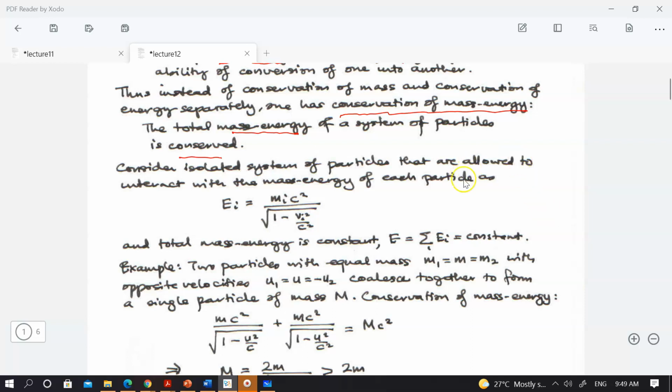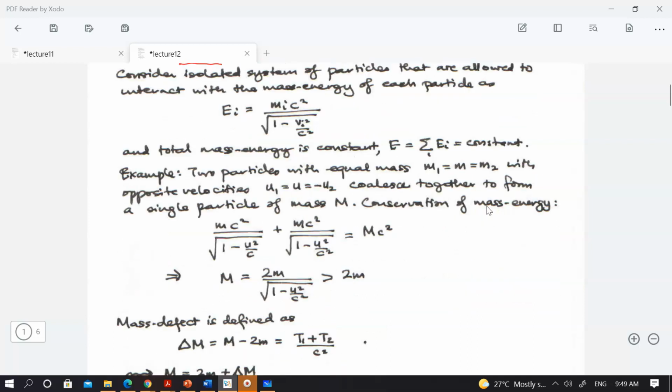Okay, so let's look at a more specific example of this. Let's consider two particles of equal mass, so m1 and m2 both have mass m. And we consider that they are moving towards each other with opposite velocities. So m1 has velocity u, and m2 has velocity minus u. When they bump into each other, they coalesce, that means they join together to form one single particle, with a different mass now, given by capital M.